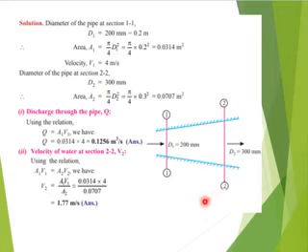Now we have to find the velocity of water at section 2. So upon using the equation of continuity as Q1 equals Q2, the discharge will remain same at these 2 points, and A1 V1 equals A2 V2. So upon entering all the values, only V2 is unknown, all the other values are known. So we get the velocity at section 2 as 1.77 meter per second.